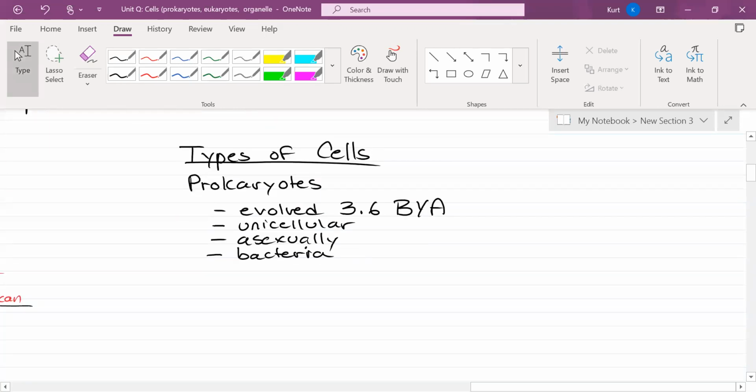So bacteria, whether they're good bacteria or bad bacteria. Good bacteria could be the bacteria in your intestines, E. coli, that's good. Then you got bad bacteria like syphilis or flesh-eating bacteria, necrotizing fasciitis.